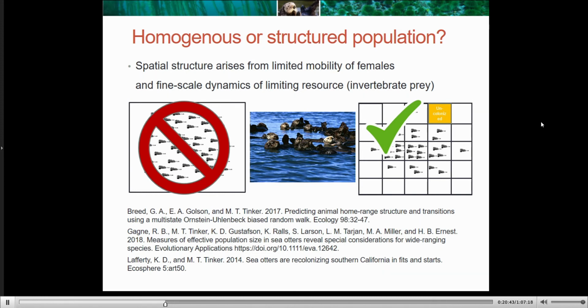The second factor is, of course, the fine-scale dynamics of the limiting resource that determines carrying capacity. So they're invertebrate prey. They don't feed on any fish, except a little bit in the Aleutian Islands. Most of their prey can vary in abundance and recruitment dynamics, and all the factors that affect the abundance and productivity of their prey can vary at relatively fine spatial scales.